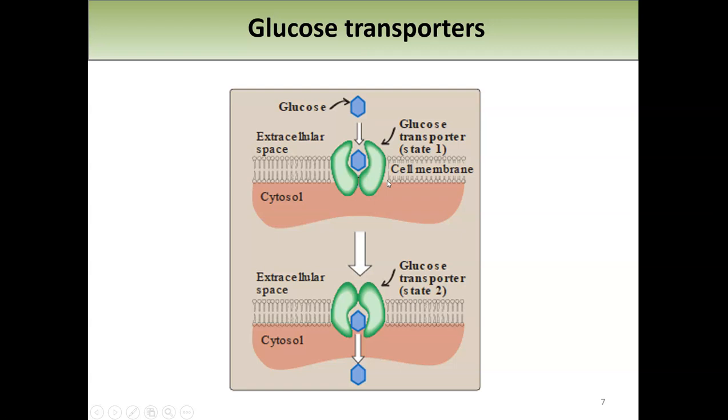Here you see the schematic figure regarding the glucose transporter, the GLUT. It is shown in green, and the glucose is shown in blue. As the glucose is taken by this GLUT, the conformation of this GLUT is changed a little bit, and it allows the movement of glucose to the cytoplasm of the cell.